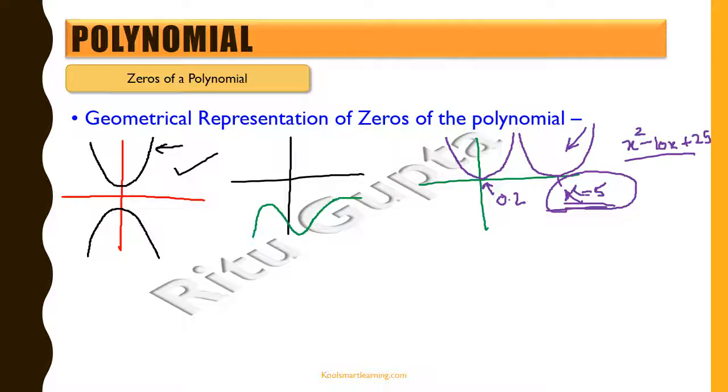So now here again we see, by looking at all of these, how just looking at the graph gives us an idea of what its zeros would be and what will be the nature of the polynomial.